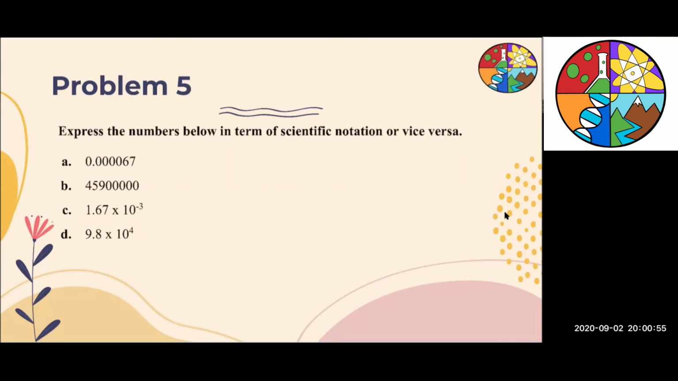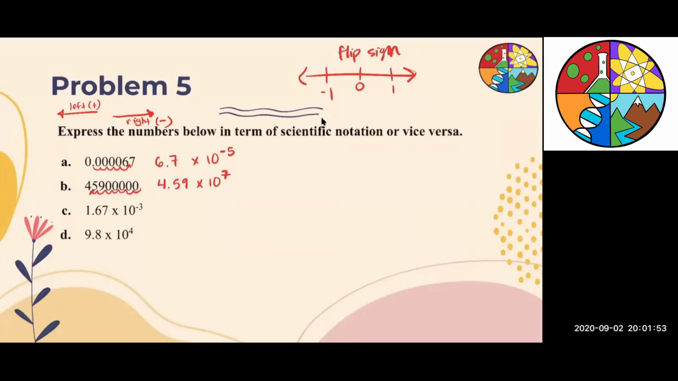So for B, can you tell me what you got, Angelina? 4.59 times 10 to the 7th power. 1, 2, 3, 4, 5, 6, 7. 7th power, positive, and that is correct. The sign right here is -5. Sorry, Michelle, can you repeat the answer for the letter A? A is 6.7 times 10 to the -5. Okay, cool. Thanks. So C, can someone tell me the answer, Alexa or Din?